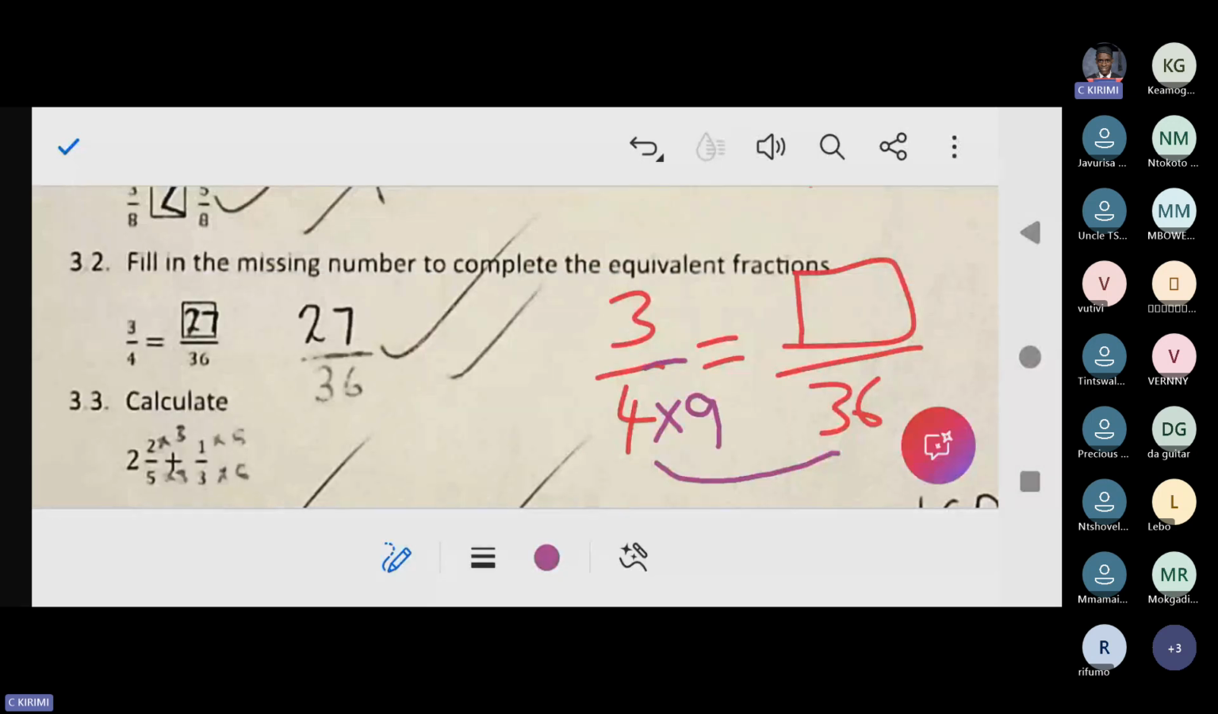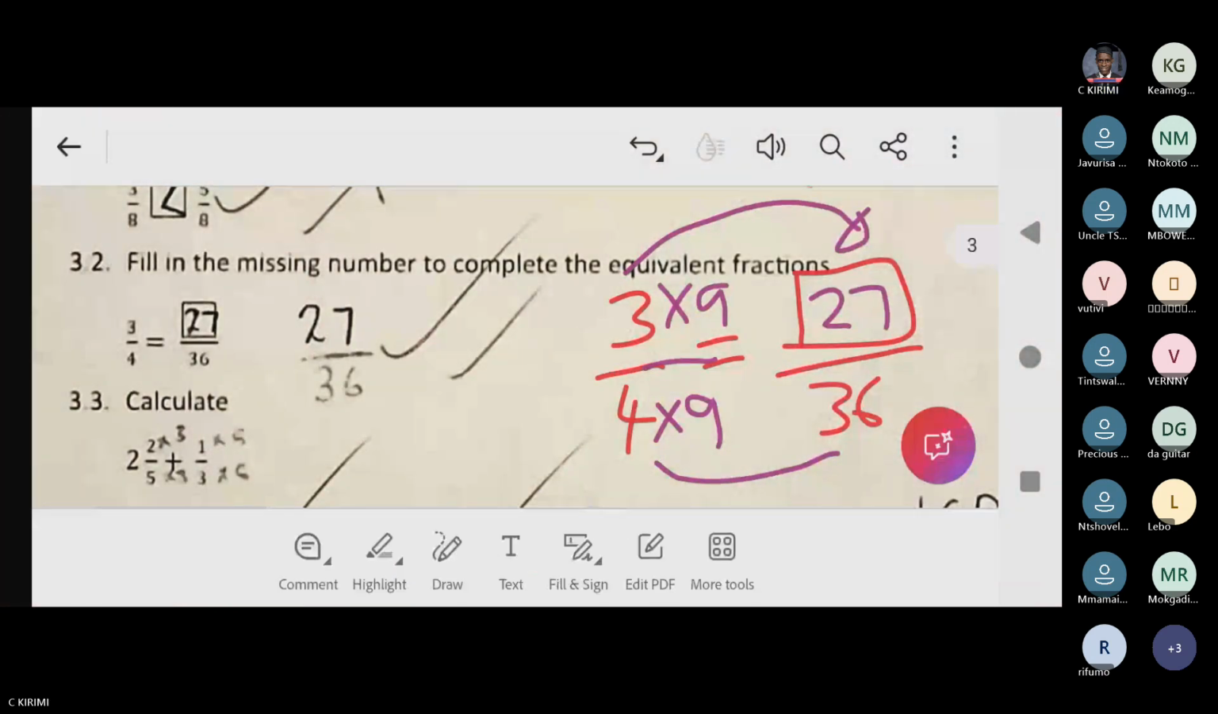The same operation you must use on the numerator, also times 9. So from 4 to 36, I multiplied by 9, which means from 3 to this number, I must also multiply by 9. So 3 times 9, the answer will be 27. That's how you solve those problems.